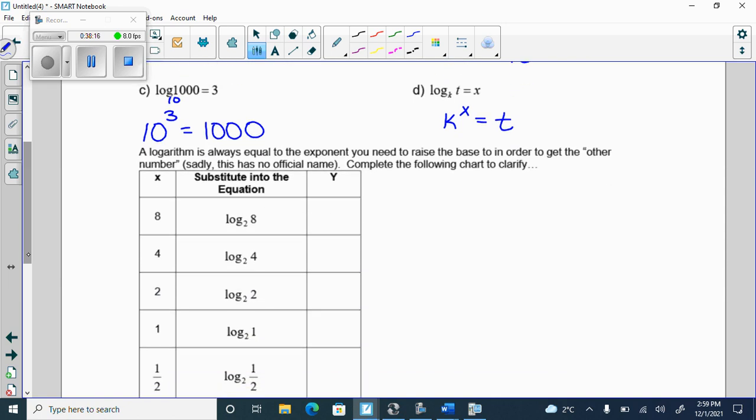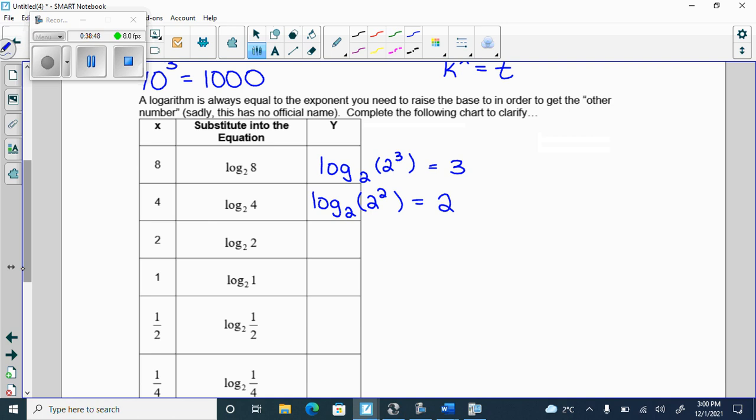These ones you're going to give me your answer quickly, because you can. Log base 2 of 8, what's the answer? 3, because 2 to the power of 3 is 8. We could also write this as log base 2, and then 8 is 2 to the 3, correct? So it would be 3. Instead of having log base 2 of 4, I could write it as log base 2, and then 4 is 2 to the 2. So what would my answer be? 2. It's always the exponent.